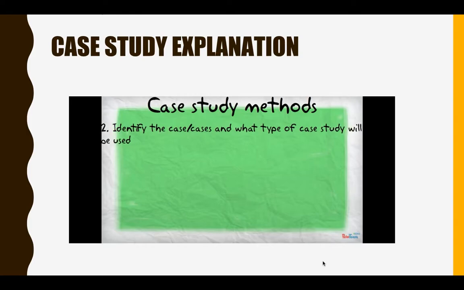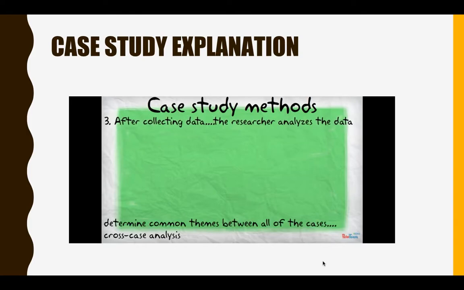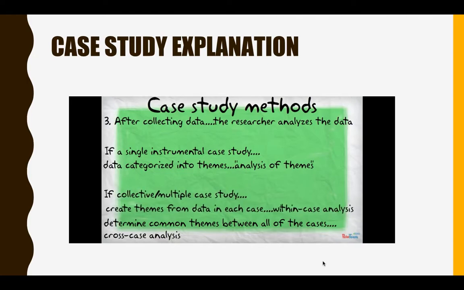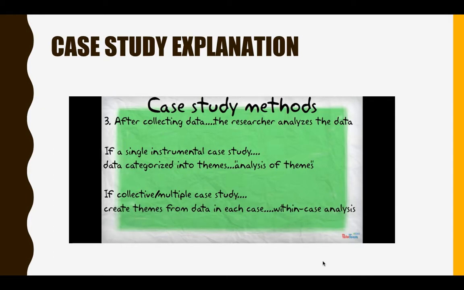After collecting data, the researcher analyzes the data. If the case study was a single instrumental case study, then the researcher will analyze all the forms of data and create themes from the data. This is called the analysis of themes. If the case study was a collective multiple case study, the researcher will analyze all of the forms of data and create themes found in each case, which is called a within-case analysis. Then, the researcher will conduct a cross-case analysis. This is when the researcher sees what themes are common between all of the cases.